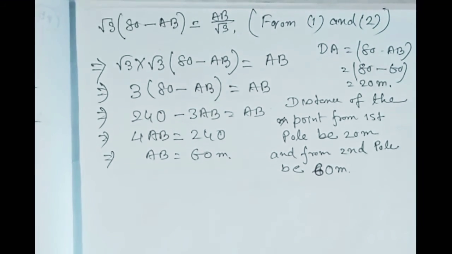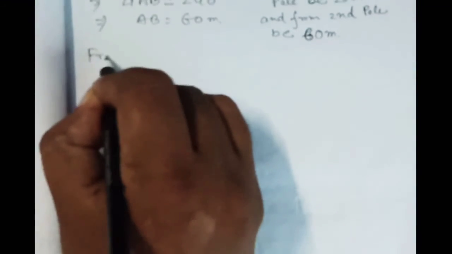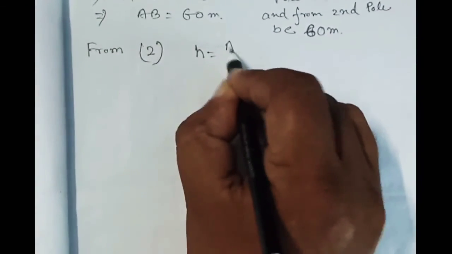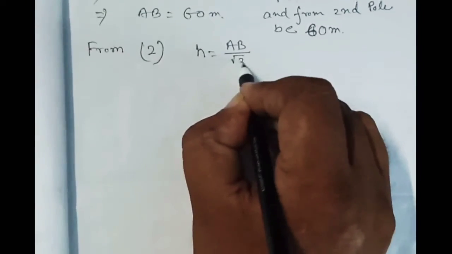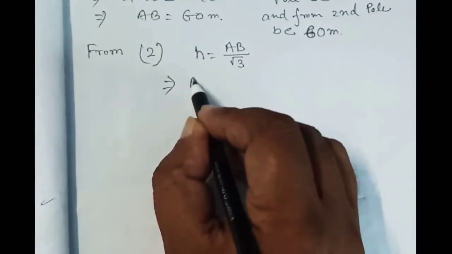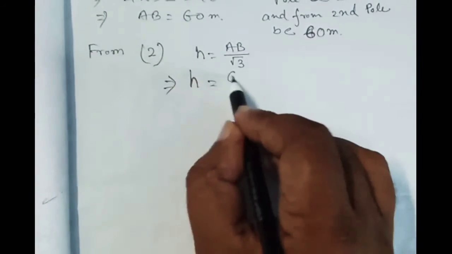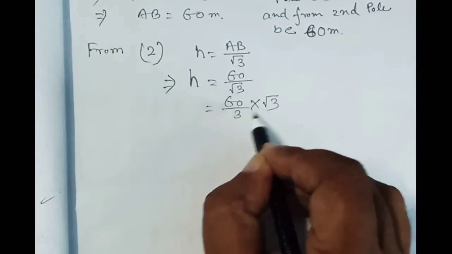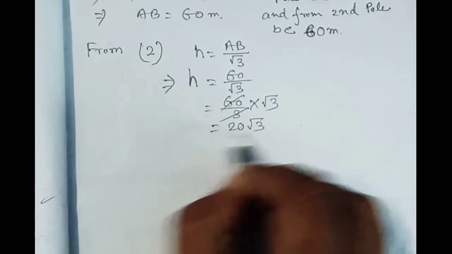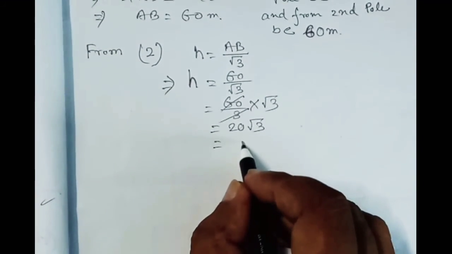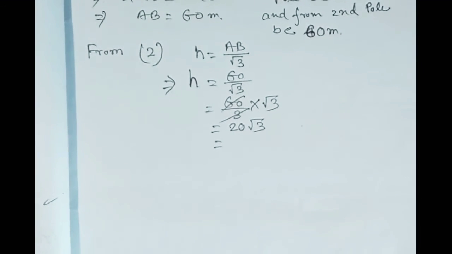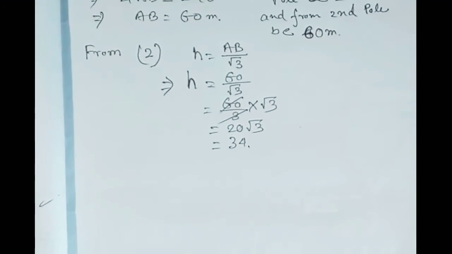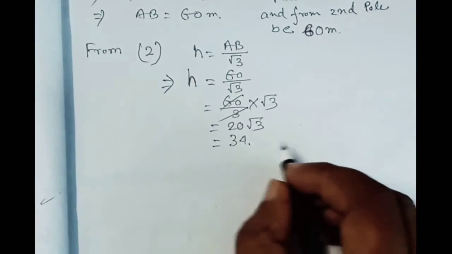Okay, now we have to find the H from equation number 2. H is equal to AB by root 3. The value of AB is 60, so H is equal to 60 by root 3. That means 60 by 3 into root 3, 20 root 3. So if we calculate this value 20 root 3, this value is 34 point something, I think 34.6 meter.